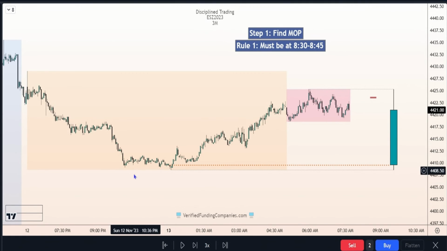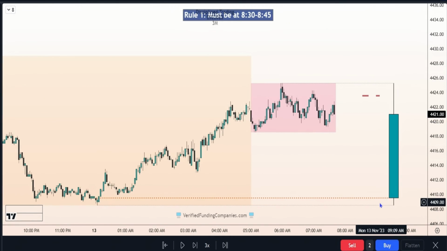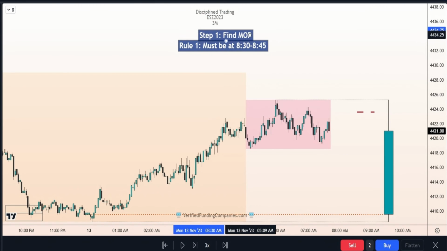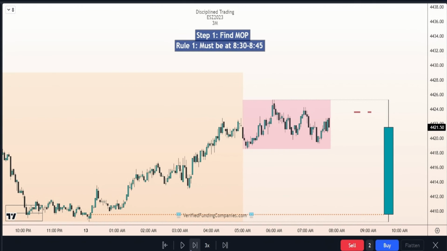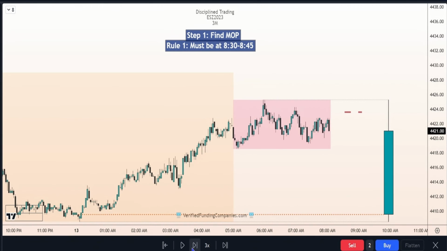Now, step 1 is find the midnight opening, which, because we have this cool indicator, is already plotted on our chart. Rule 1, this setup must be taking place at 8:30 to 8:45 a.m. That's why this setup had such a high win rate for me and allowed me to be really confident in it and size up and load the boat and get paid. So let's go ahead and go to 8:30 here. Hopefully you're doing this along with me, and it will help you a lot.